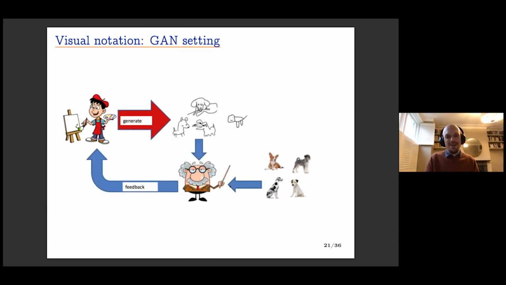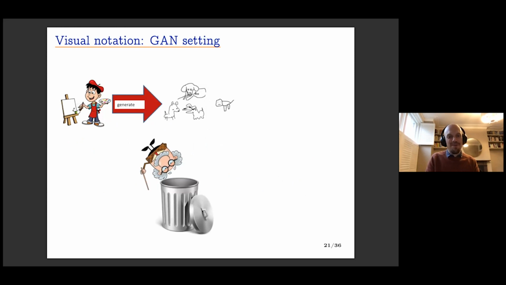Okay, so let's return to our original cartoon. We've got our generator, it generates fake dogs. We've got our critic. The critic takes a set of fake dogs and a set of real dogs, compares the two, and gives feedback to the student, and this cycle continues until an equilibrium is reached. And then what happens? Well, we take the teacher, throw it in the trash, and send the student out in the world to generate samples on their own.